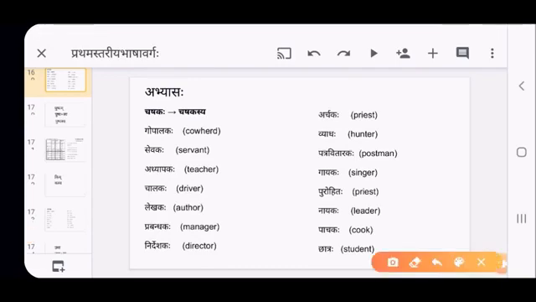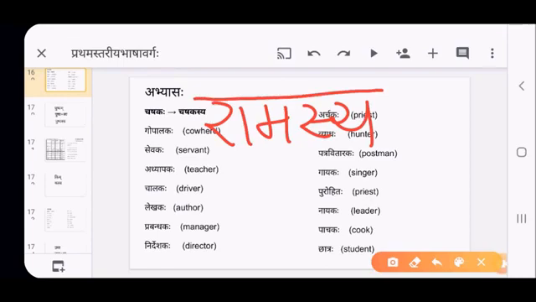For example, if I write it here, Rama becomes Ramasya. You just have to add Sya. Shatrughna, Shatrughnasya. So if the base word is ending in A, like Rama, Dasharatha, Shatrughna, Bharata, we just have to add Sya to it to get the Shashti form. Like Ramasya Sahodaraha, Shatrughnasya Sahodaraha, Dasharathasya Putraha, Ramasya Pita. So like that, all of this will change to Sya.